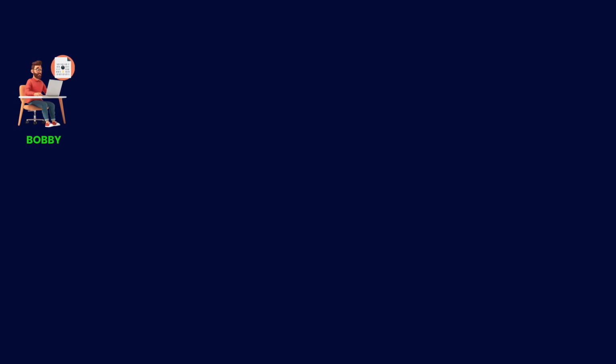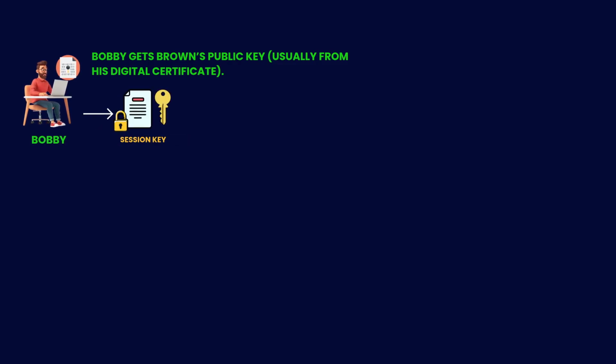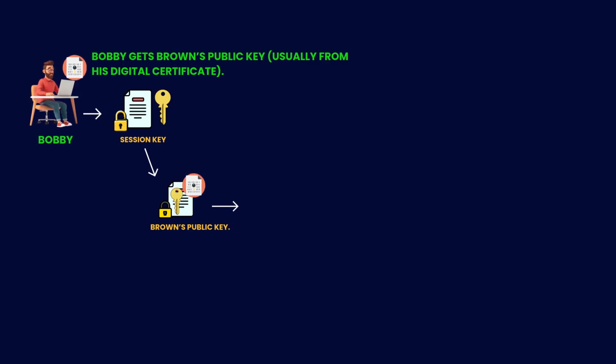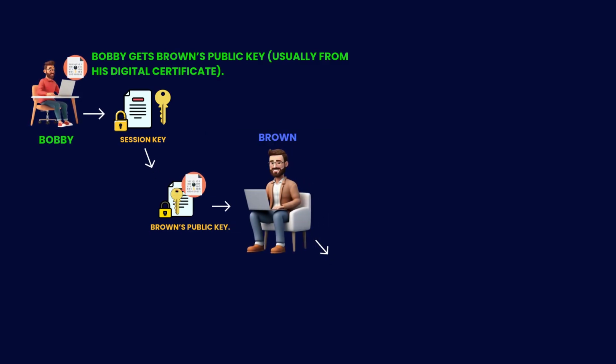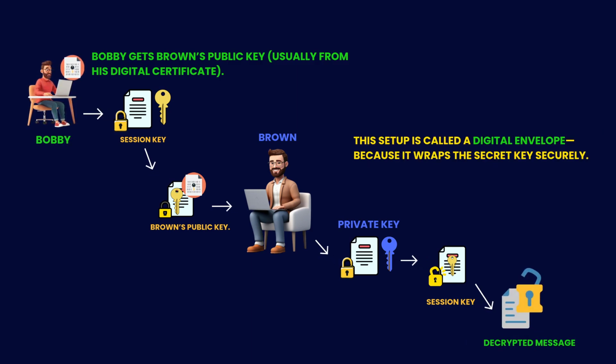Let's say Bobby gets Brown's public key, usually from his digital certificate. Bobby encrypts the message with a symmetric key called a session key. Bobby then encrypts that session key with Brown's public key. The encrypted message and encrypted session key are sent to Brown. Brown then decrypts the session key using his private key. Brown then uses the session key to decrypt the message. This setup is called a digital envelope because it wraps the secret key securely.